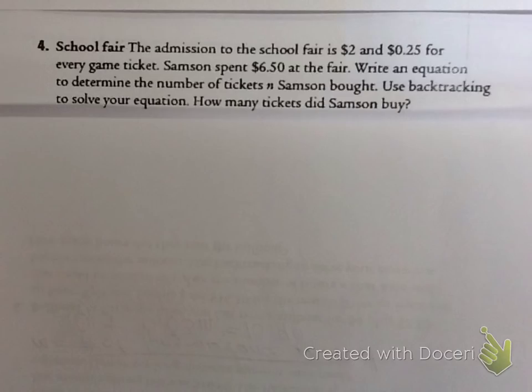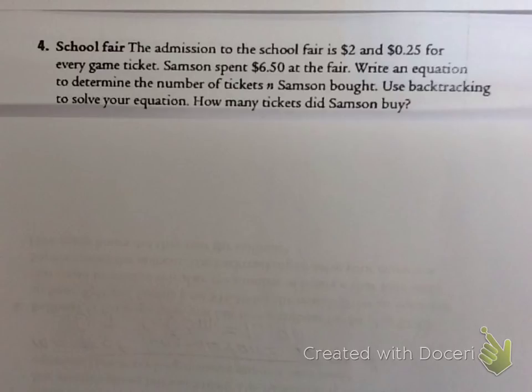Okay, here's problem 4, the school fair problem. The admission to the school fair is $2.25 for every game ticket. Samson spent $6.50 at the fair. Write an equation to determine the number of tickets n Samson bought. Use backtracking to solve your equation. How many tickets did Samson buy?